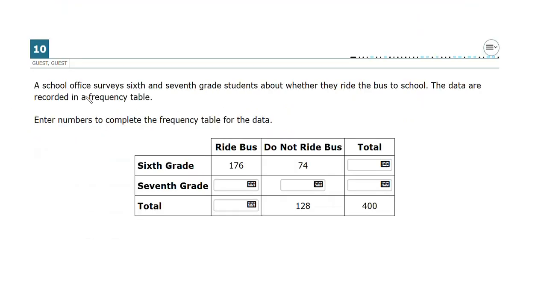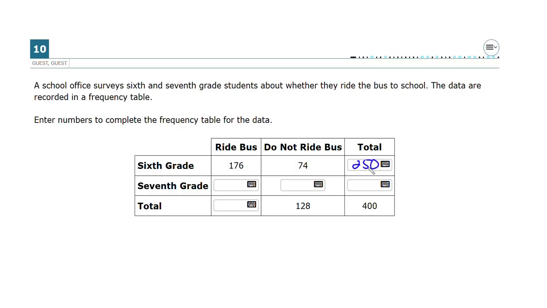All right, number 10. A school office surveys 6th and 7th grade students about whether they ride the bus to school. The data are recorded in a frequency table. Enter numbers to complete the frequency table for the data. So all we're doing is using a combination of addition and subtraction to fill in the missing parts. So here we can find a total for 6th graders by adding together the 176 that ride the bus with the 74 that don't ride the bus, and we get 250 in total.